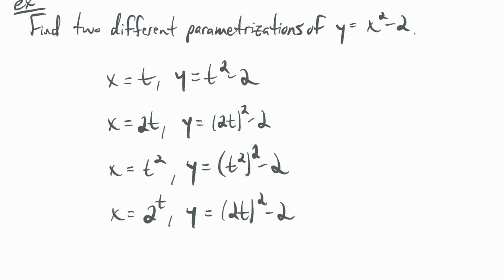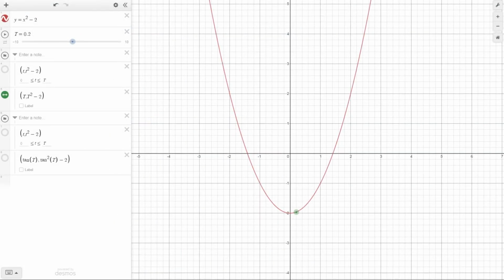I could even do x equals tangent of t, and y equals tangent squared of t minus 2. In fact, let's look at that one. Okay, let's switch over here. I've got the first one programmed in, and you can see that as I move the slider, the green dot moves around. Okay. And let's put that one away for a moment and pick up this one.